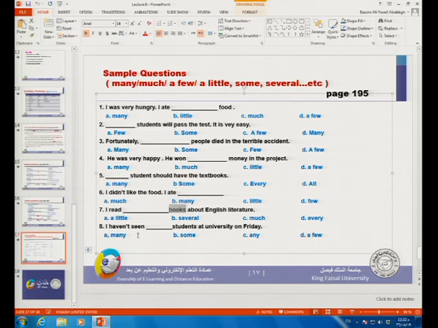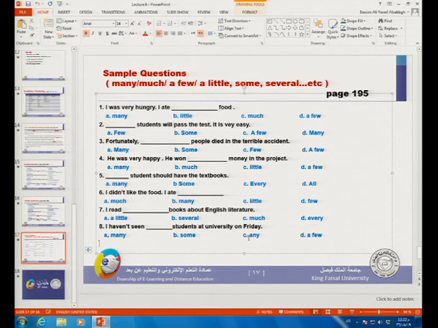I haven't seen students at university on Friday. I haven't seen. Now students is plural, countable. All of these can be used with plural countable nouns. Okay, then we should choose one of them. How to choose this? Now look at the sentence. Is it in the affirmative or in the negative? In the negative, right? This means I cannot use some. I have to use any. I haven't seen any students. Alright?